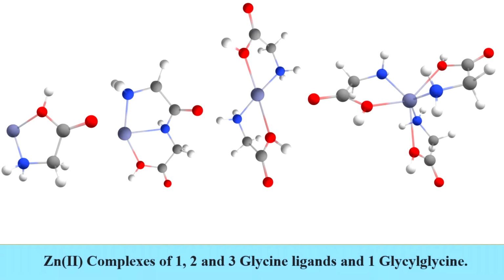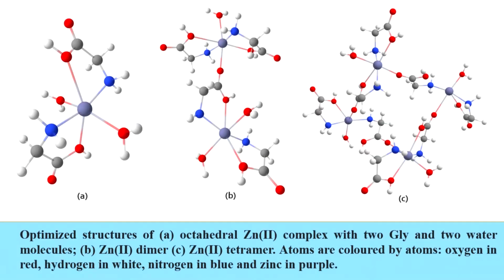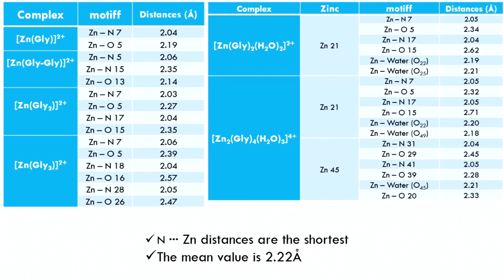The optimization resulted in the following structures for the complexes: from left to right, zinc with 1 glycine, zinc with 1 glycylglycine, zinc with 2 glycines, and zinc with 3 glycines. Here, 3 structures have been proposed: an octahedral zinc-glycine complex, a dimer, and a tetramer. The distances between the metallic center and both the oxygen and nitrogen are reported on this screen.